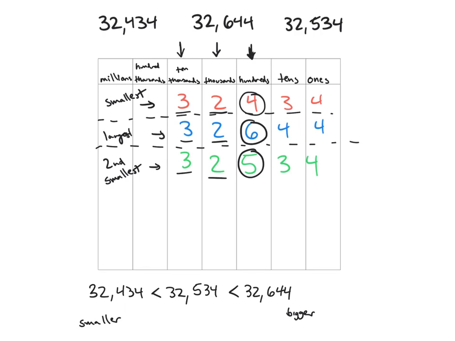So that does it for lesson 5 of module 1. And so hopefully now you're feeling really comfortable with using a place value chart to compare numbers of different sizes. So you should be ready to answer all the problems in the lesson 5 problem set.